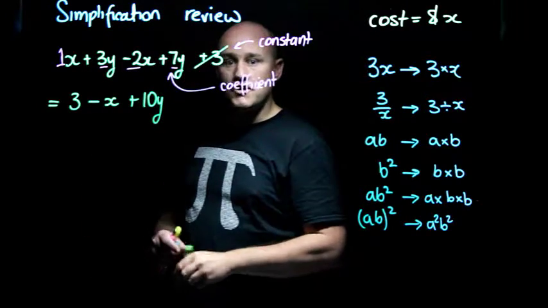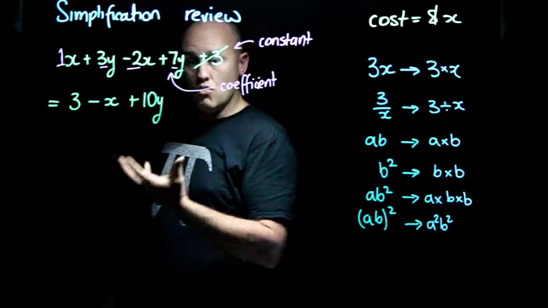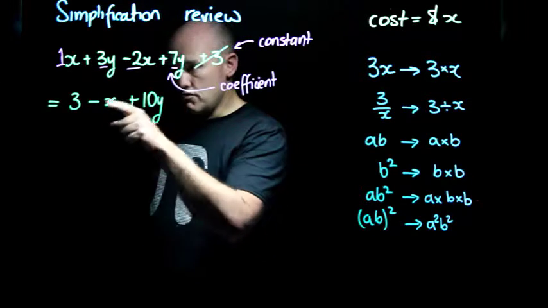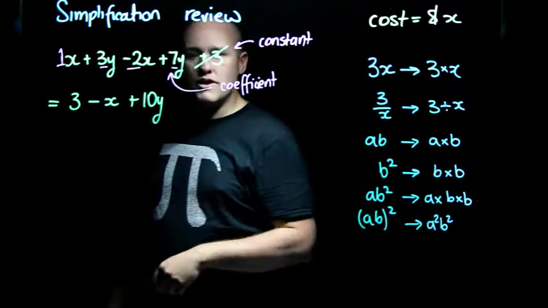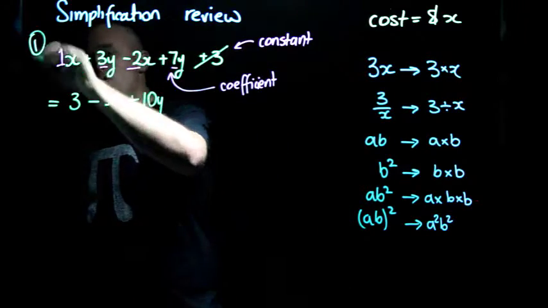This is as simplified as possible because these terms cannot be brought together as a group, because they're all different algebraically. So there's my first example, which to make this clear, I'll call number 1.